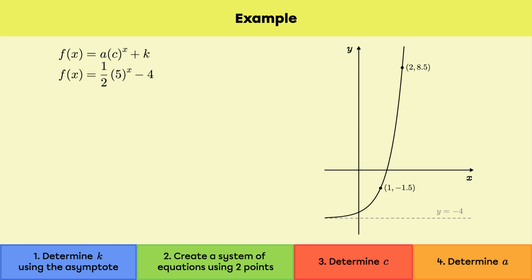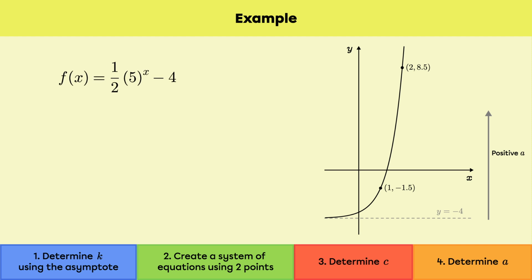We can quickly check the sign of parameter a from the graph. We notice that the curve is above the horizontal asymptote. This is the case when parameter a is positive, which is consistent with the a value we found. So, the rule of the function is f(x) = 1/2 × 5^x − 4.